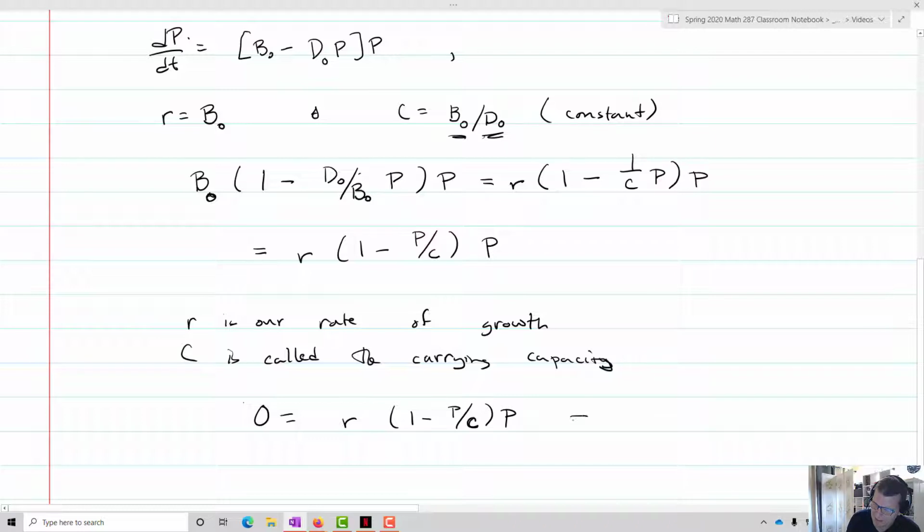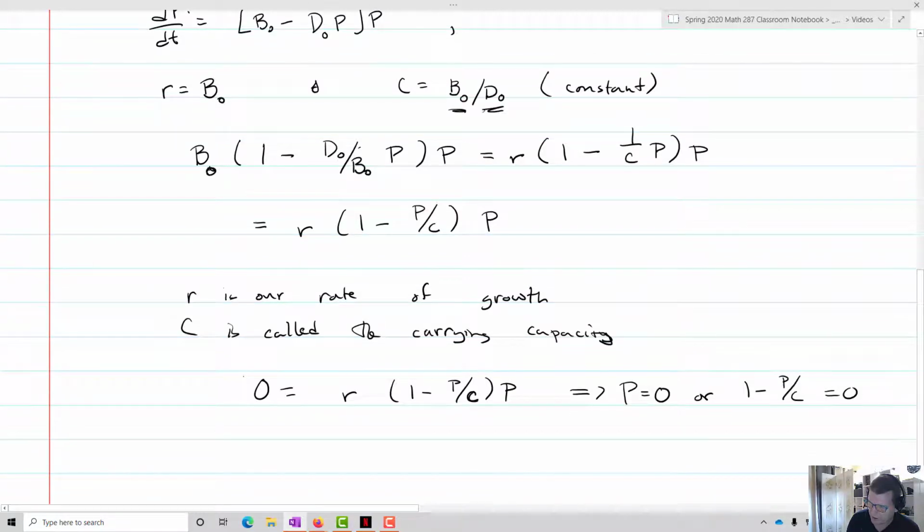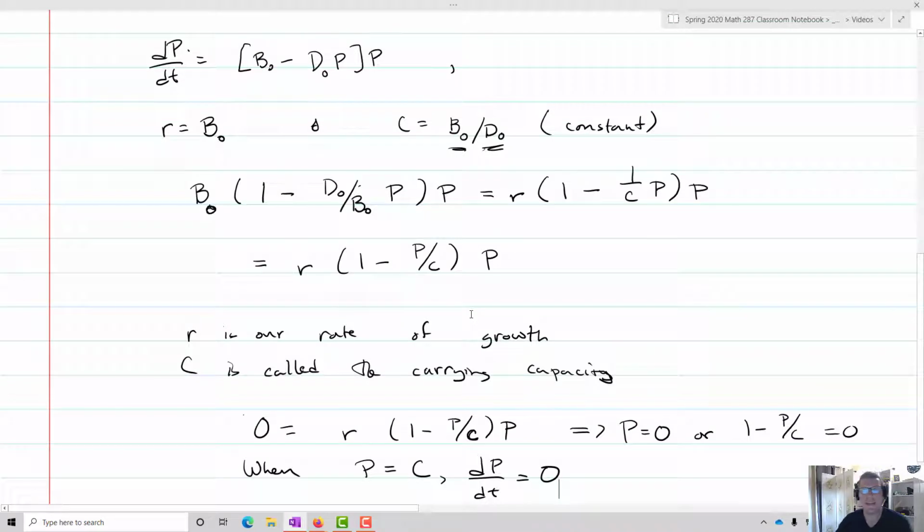So what that tells me is that when P equals 0, or 1 minus P over C equals 0, then the entire differential equation equals 0, or the derivative equals 0. So if we look here, that means that when P equals C, when the population equals C, dP/dt is going to end up equaling 0. This means that equilibrium is in fact found at the moment at which dP/dt equals 0, when the population equals the carrying capacity. So basically the system smooths itself out. The long-term behavior of the system will be at that carrying capacity.